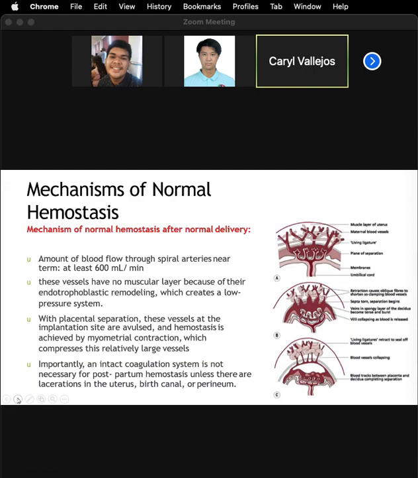So the mechanism of normal hemostasis after delivery is this one. The amount of blood flow through your spiral arteries near term is at least 600 ml per minute. These vessels have no muscular layer because of their endovascular trophoblastic remodeling, which creates a low pressure system. With placental separation, these vessels at the implantation site are avulsed, and hemostasis is achieved by myometrial contractions, which compress these relatively large vessels. Importantly, an intact coagulation system is not necessary for postpartum hemostasis unless there are lacerations in the uterus, your birth canal, or the perineum.